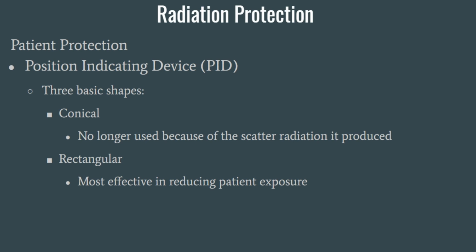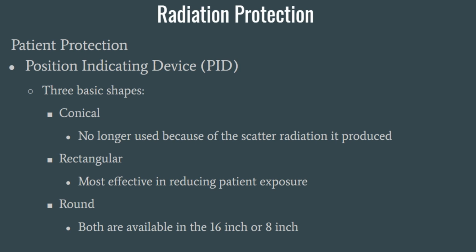The next one is the rectangular. This is the most effective in reducing patient exposure. Same as the collimator, think of the way the film is shaped. The film is shaped like a rectangle. So this is going to be the most effective. And then you have the round, which is available in the 16-inch or the 8-inch. And the rectangular is also available in the 16-inch or the 8-inch as well.